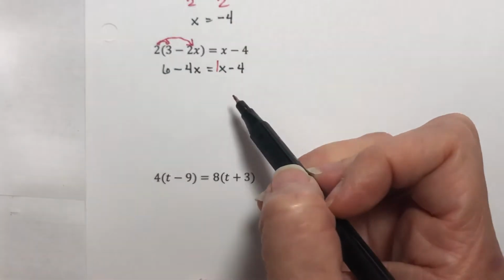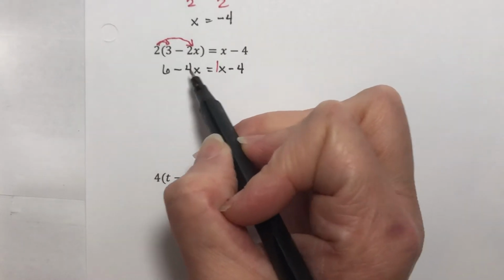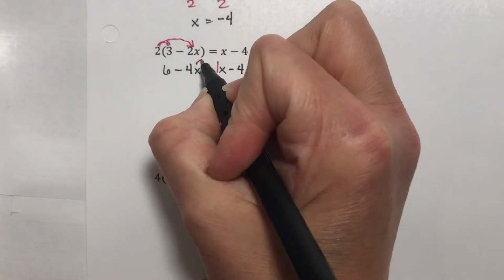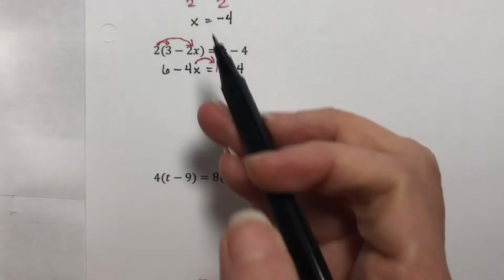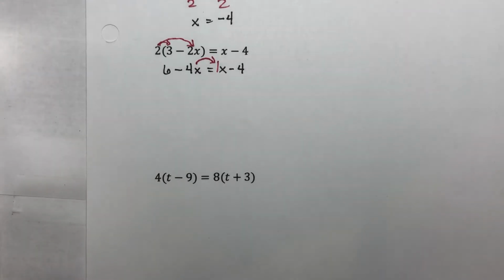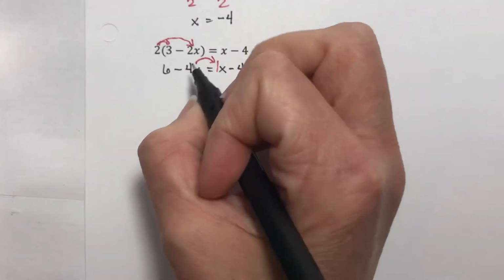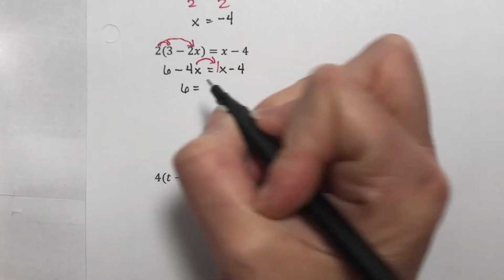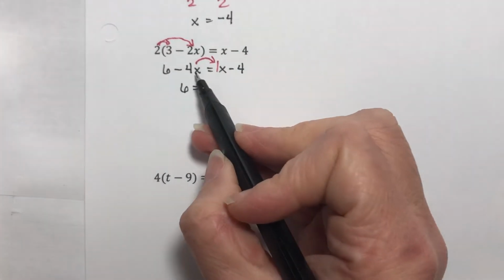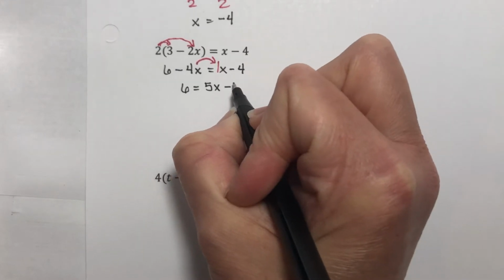Okay, so we want to get our x's together. So if you want to move this over to here or this over to here, it doesn't matter. I'm going to choose to move this over to here. So to get rid of this, this is a minus 4x, so I'm adding 4x to both sides. If I add 4x to this side, that cancels out, so all I have is a 6 equal to 4x plus 1x would be 5x, and that's minus 4.